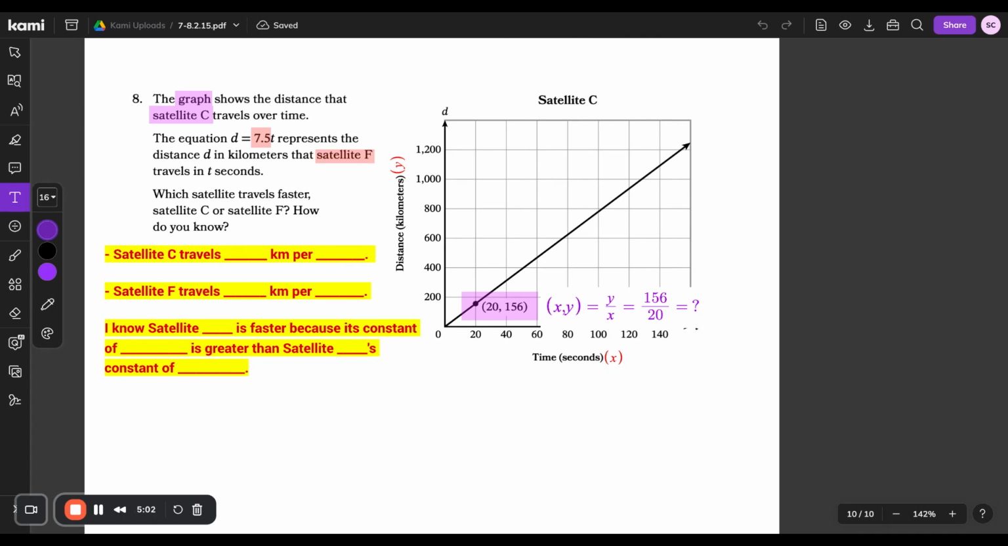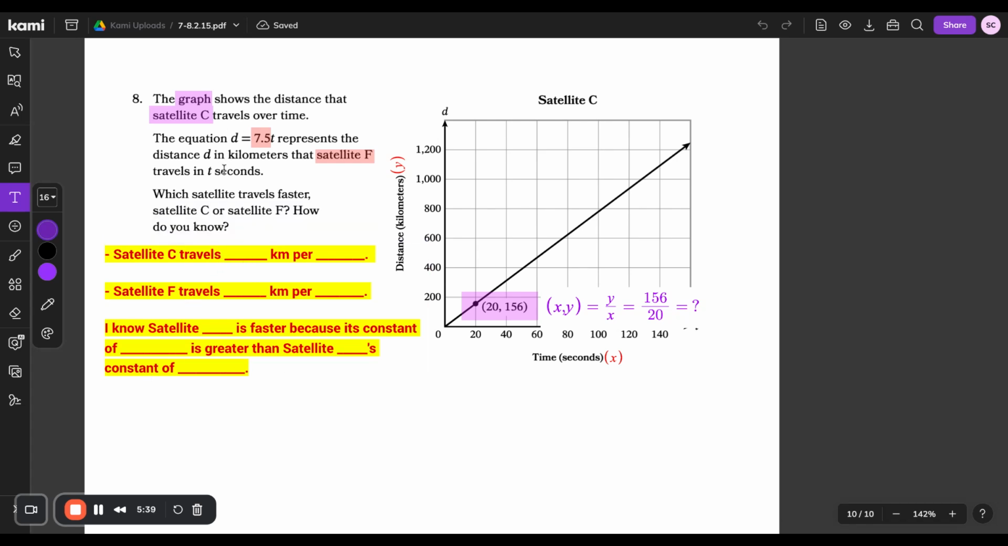For this one, instead of 2 tables, you have an equation and a graph, but still finding your constant. For satellite C, it is represented in a graph, and you have an ordered pair on your graph that you are going to use to find your constant. Your constant is 20 to 156, meaning that in 20 seconds, the satellite travels 156 kilometers. The 20 represents X, the 156 represents Y, and you still do Y divided by X to figure out what your constant is for this graph. And then you're going to use that to fill in this part here for satellite C.